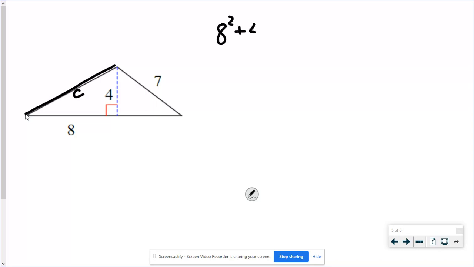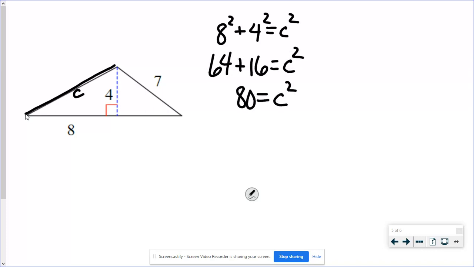8 squared plus 4 squared equals C squared. 64 plus 16. So that would be 80. Now, if that had been 81, we would have gotten 9 exactly. So when I take the square root of this, it should be just a little bit less than 9. I've got 8.94, so it almost rounded up to 9, but it's going to be that the hypotenuse is about 8.9.